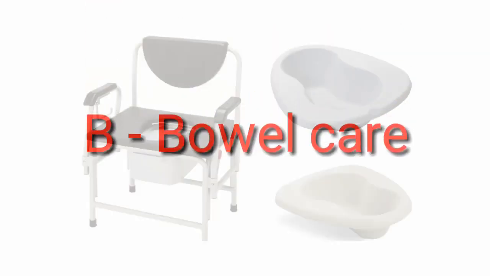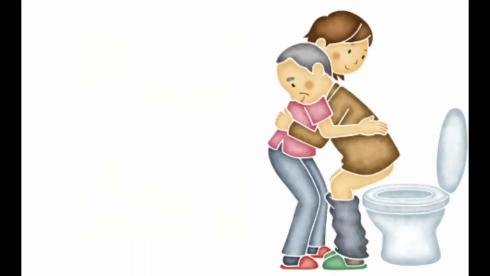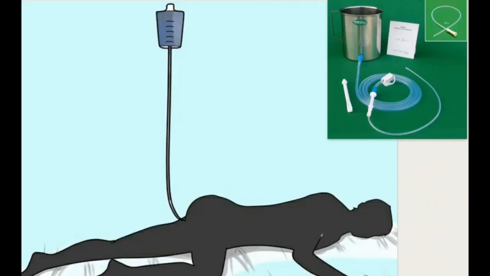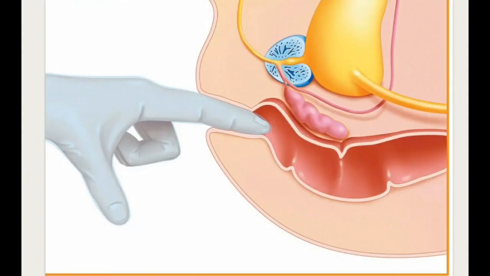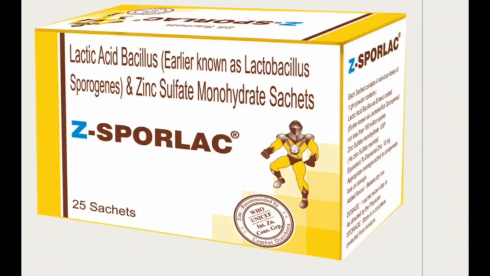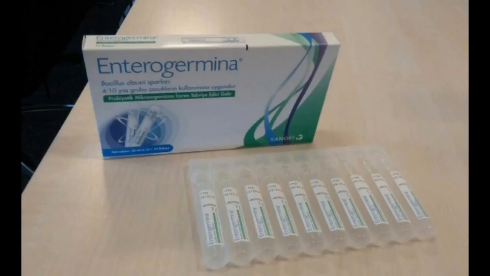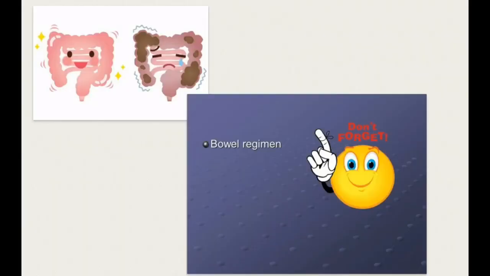Next alphabet is B. B is for bowel care. Bowel care includes maintenance of proper bowel function, giving medications for constipation like suppositories, enema, etc. Digital rectal examination, rectal stimulation, and digital removal of feces. Medications for diarrhea like Sporolac, loperamide, Enterogermina respules, etc. are given as needed. Optimal bowel care regimen is recommended for the well-being of the patient.